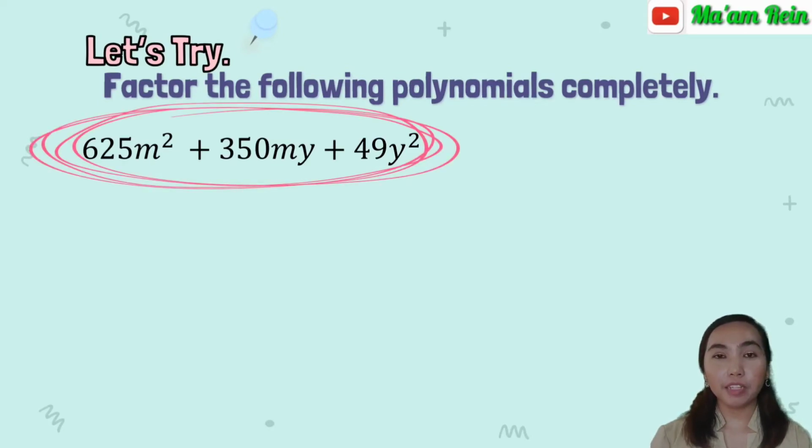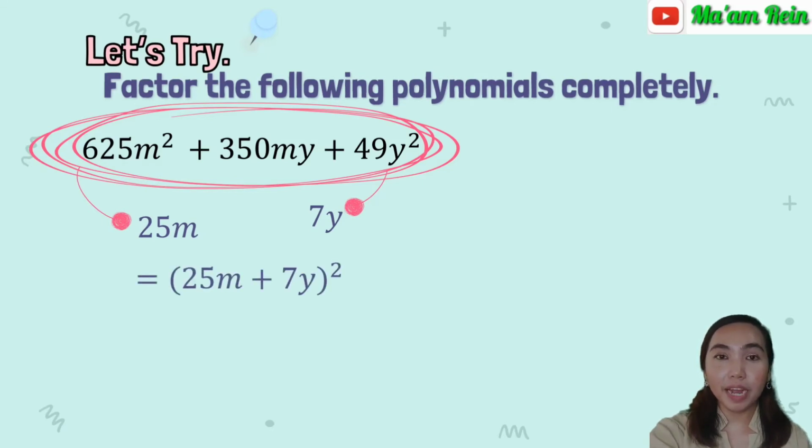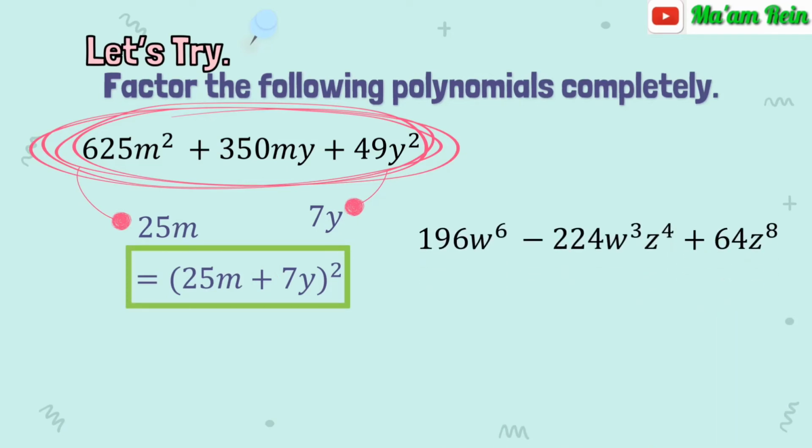625m squared plus 350my plus 49y squared. Kunin muna natin yung square roots ng first term and last term, which is 625m squared and positive 49y squared. So, that is 25m and 7y. Lalagay natin sa parenthesis and then copy the sign of the middle term of a perfect square trinomial. Lalagyan natin ng square. It will be 25m plus 7y squared.